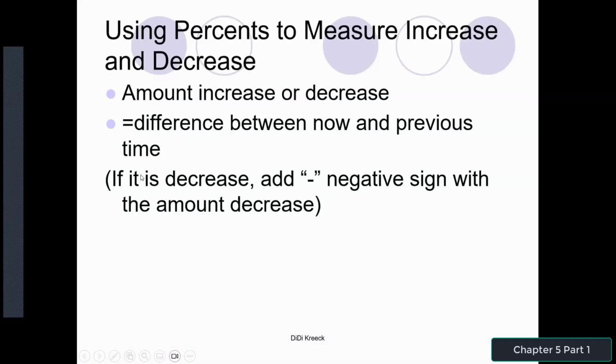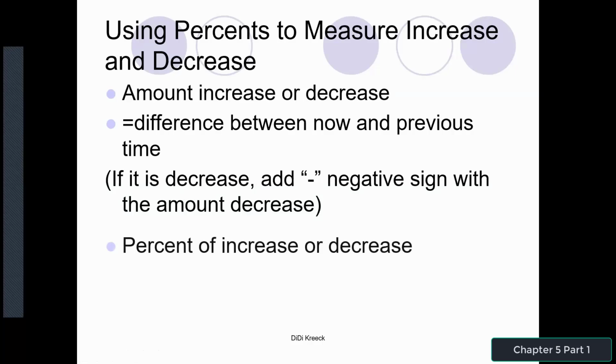If the amount now minus the amount in the previous time gives a negative difference, then you have to add a negative sign in front to specify that it's an amount decrease. If you have an amount decrease, then you will have a percent decrease. If you have an amount increase, then you will have a percent increase.